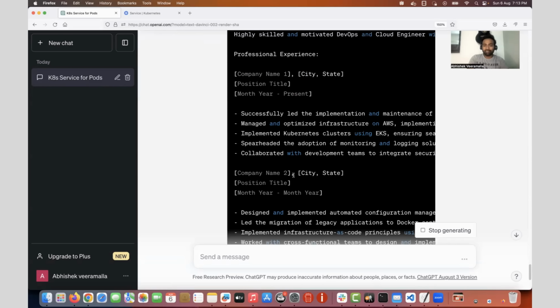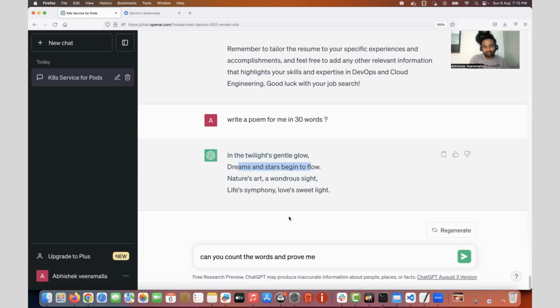And point number 6, or you can consider it as tip or trick number 6, is to summarize the important points. Let's say I can ask ChatGPT, write a poem for me in 30 words. Okay. Now ChatGPT is writing a poem for me, but see the number of words here. Can you count the words and prove me? You will see that the number of words is only 25, I guess. Let's see. Can you count the words and prove me?